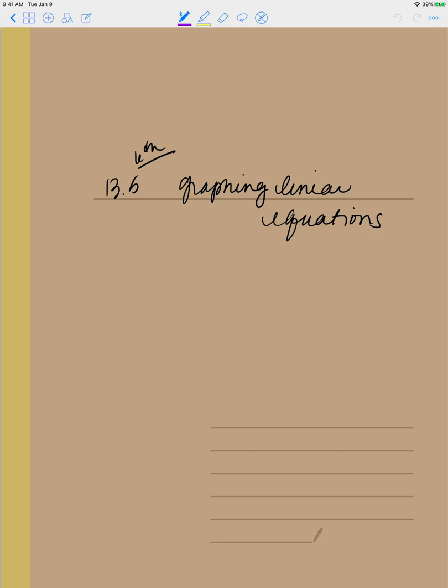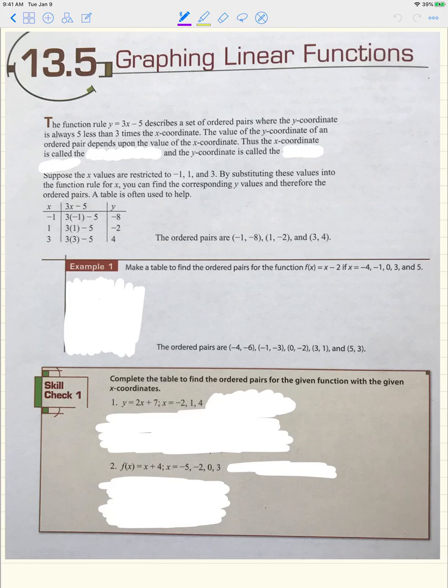Sixth grade, we're going to keep talking about relations and functions today. And today we're going to talk about graphing linear functions. Okay, graphing linear functions. The function rule y is equal to 3x minus 5 describes a set of ordered pairs where the y coordinate is always 5 less than 3 times the x coordinate. The value of the y-coordinate of an ordered pair depends upon the value of the x-coordinate.